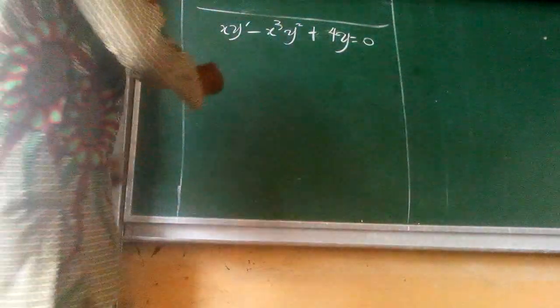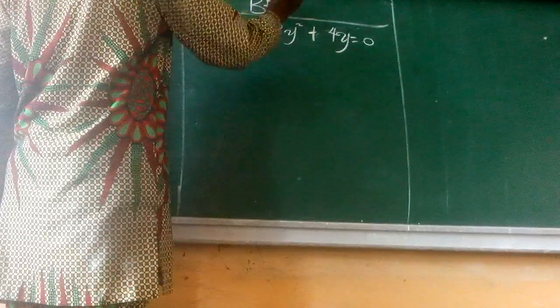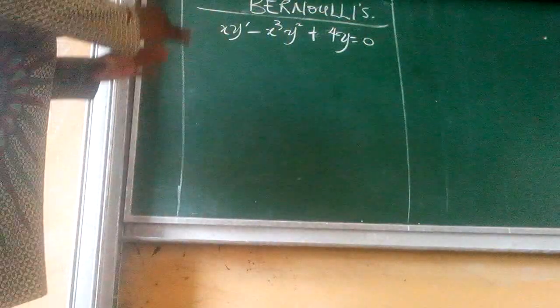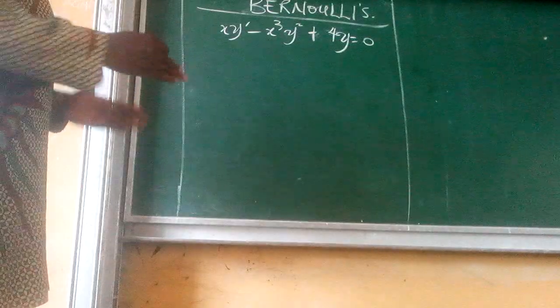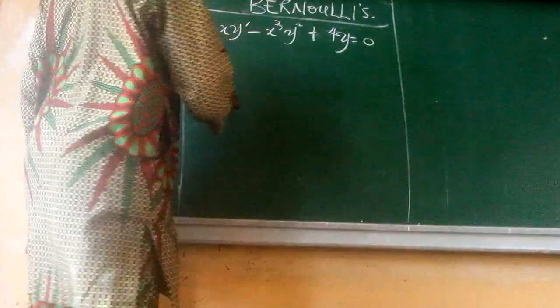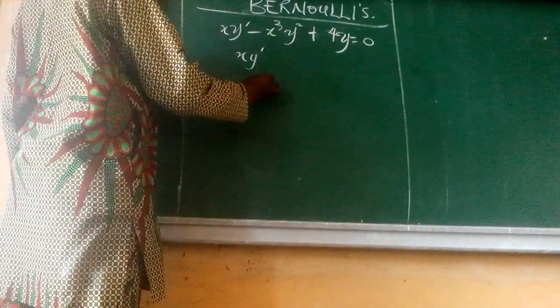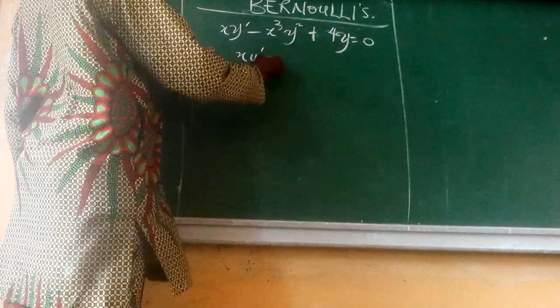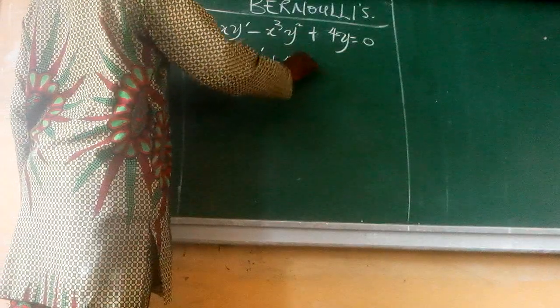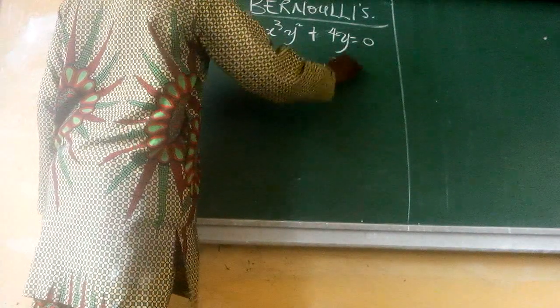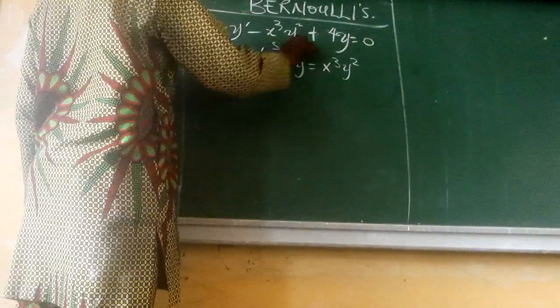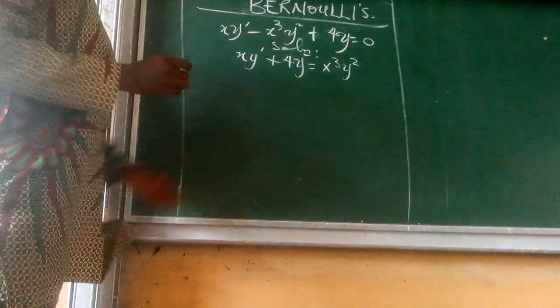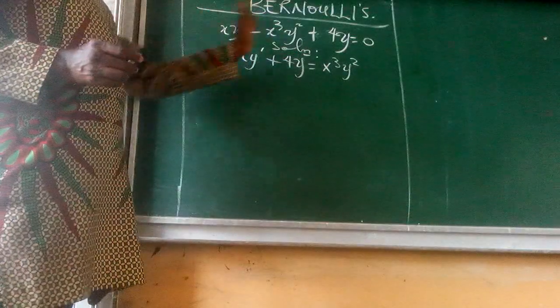Now, the concept of Bernoulli's has a lot to do with rearrangement of the question before solving it. So we now have x y prime plus 4y equal to x cubed y squared. We shift minus x cubed y squared to the right hand side.